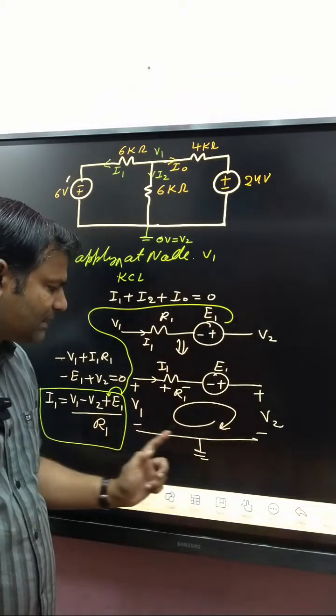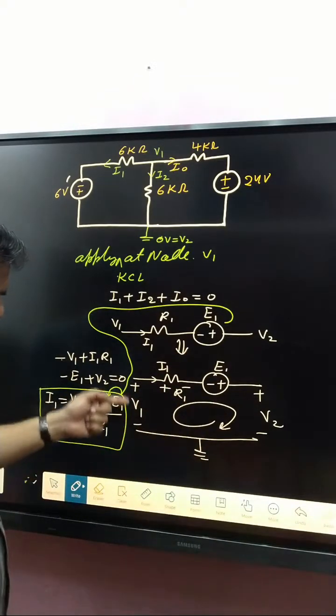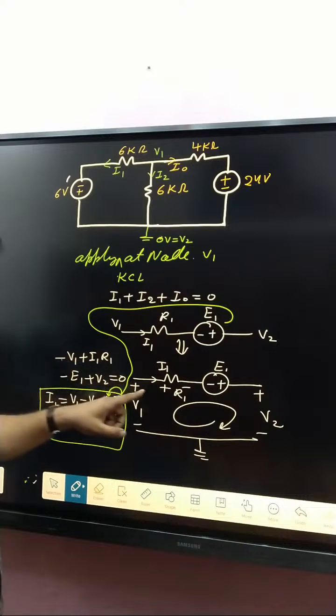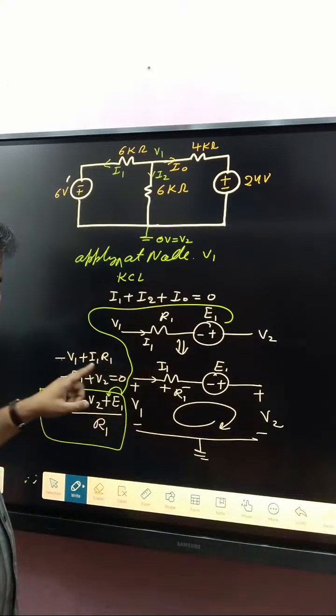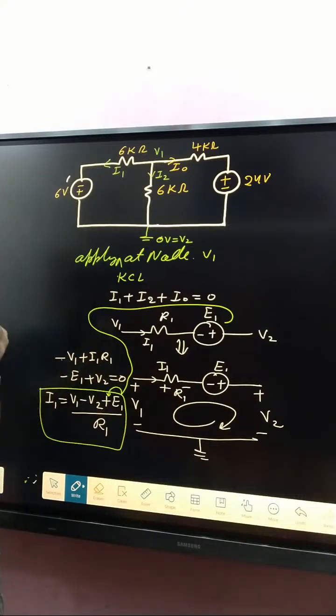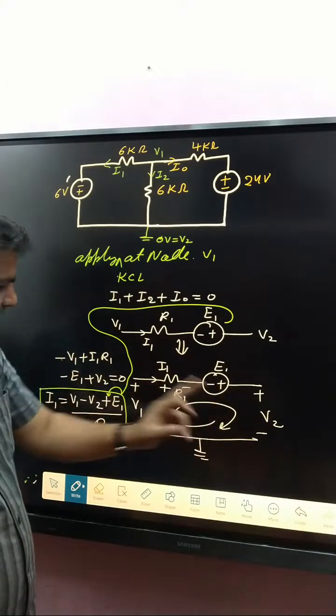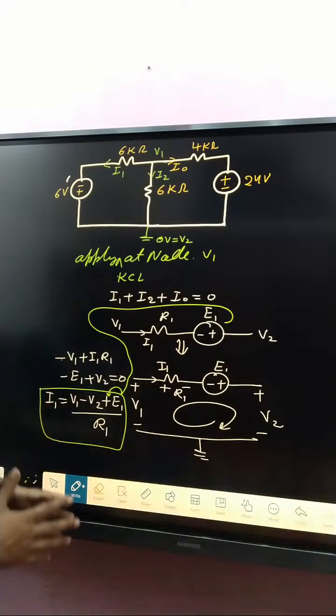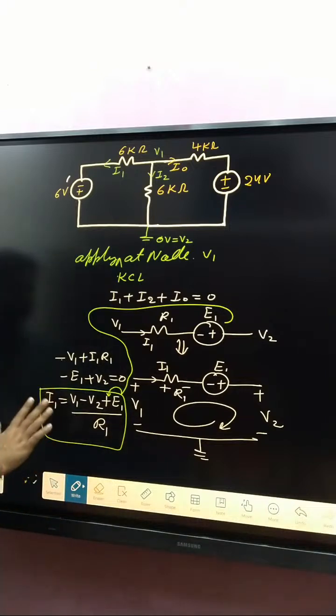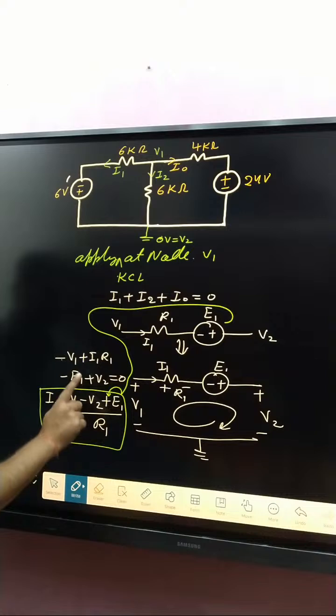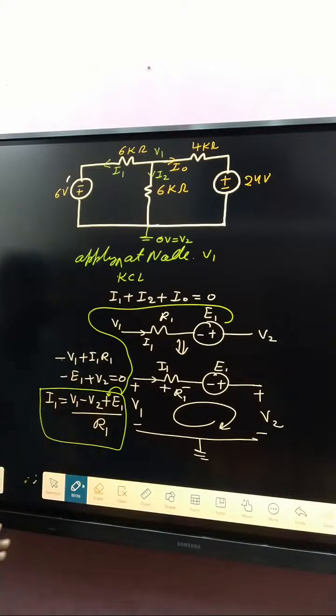After that, apply KVL in this loop. Minus to plus, that sign is minus. Plus to minus, I1 into R1, so minus I1 into R1. Minus to plus, E1. Plus to minus, V2. This is equal to 0. So I1 is basically V1 minus V2 plus E1, divided by R1.